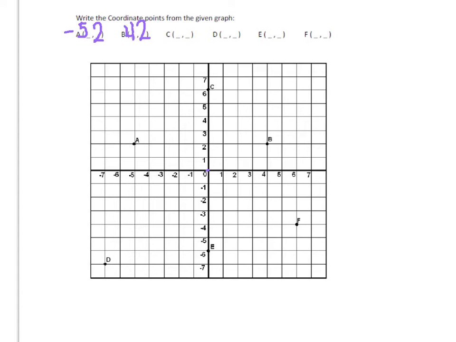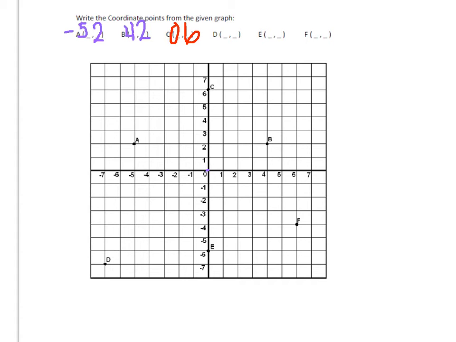For letter C, again, we start in the origin at the 0. Now I'm not going to go left or right. I'm staying at 0. So my x-axis is going to be 0. But then I'm going to go up 1, 2, 3, 4, 5, 6, +6. So my y-axis is going to be +6, and my coordinate point is going to be 0, 6.